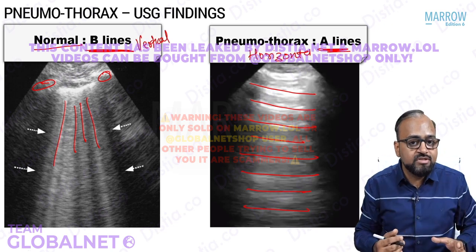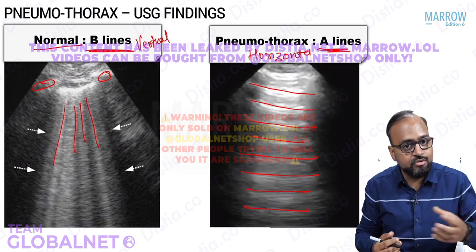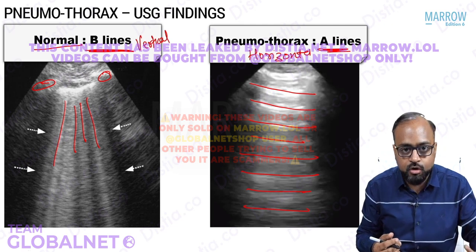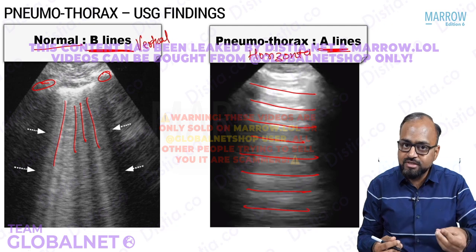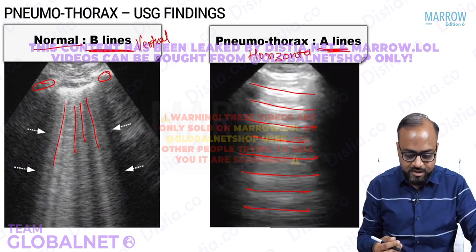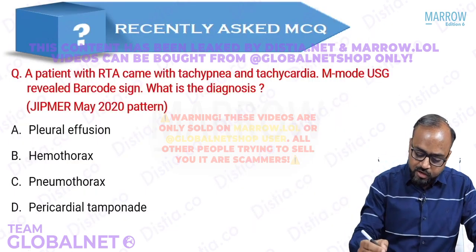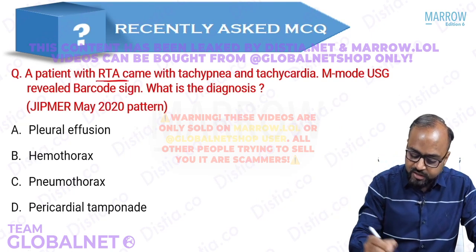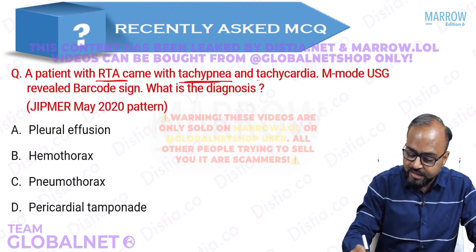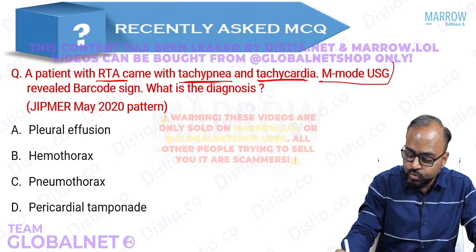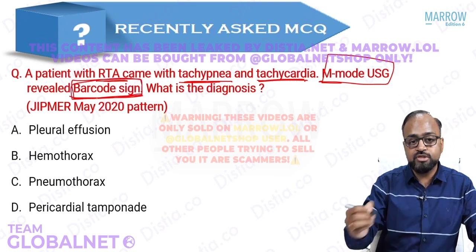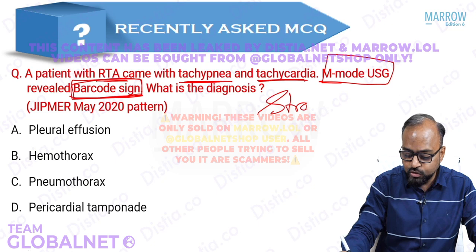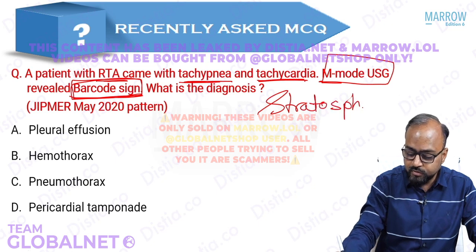Normally on M mode, we'll see the seashore sign or seashore appearance on M mode USG in normal cases, whereas in pneumothorax, this seashore sign will be replaced by the stratosphere sign or barcode sign. Yes, now see here, a patient with road traffic accident came with tachypnea and tachycardia. M mode ultrasound shows barcode sign. So M mode ultrasound shows barcode sign or even stratosphere sign, right?